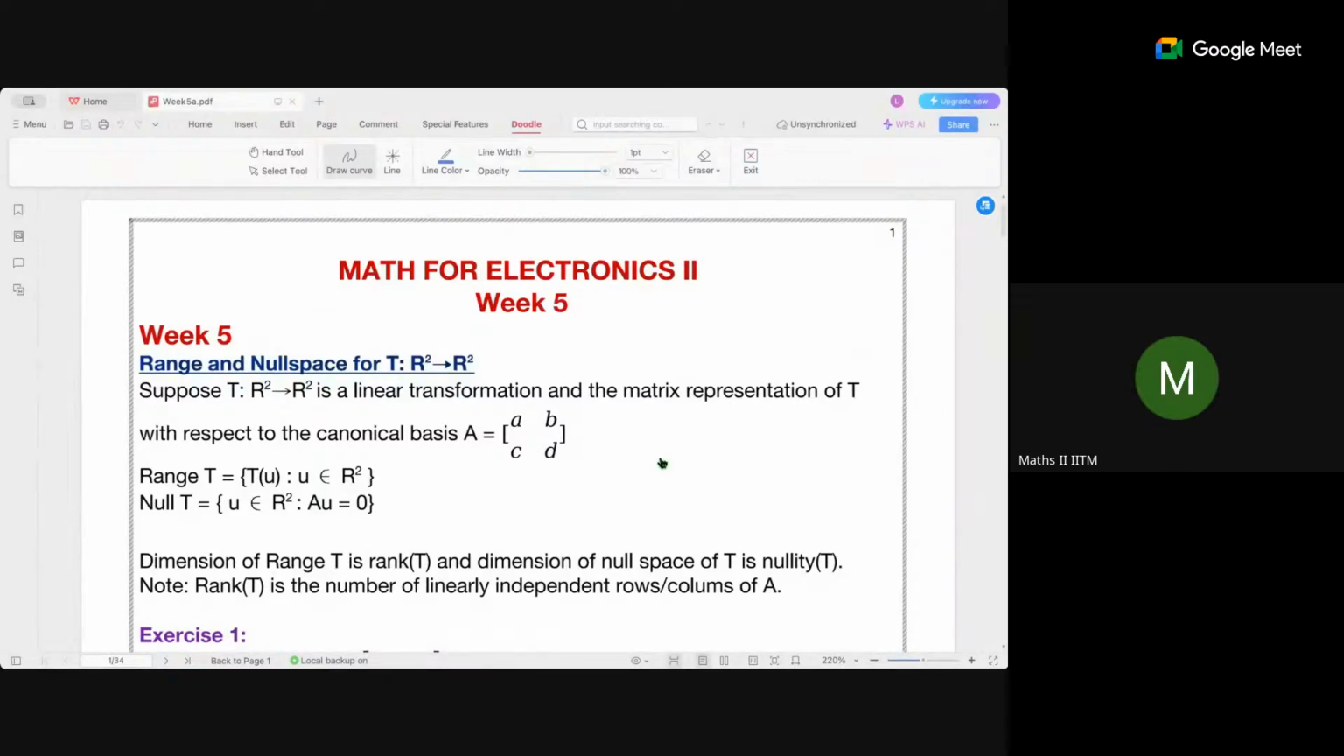Okay, so today we will be looking at range and null space of a linear transformation, and then the dimensions, how to find their bases, and also we will be looking at composition of linear transformations and so on.